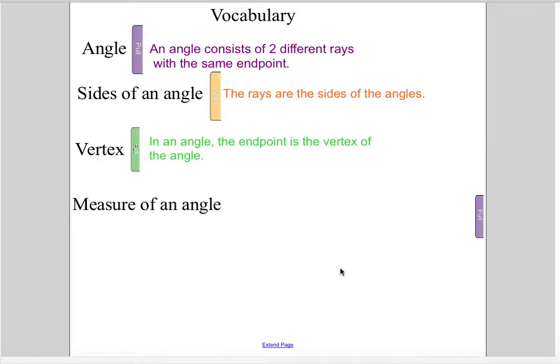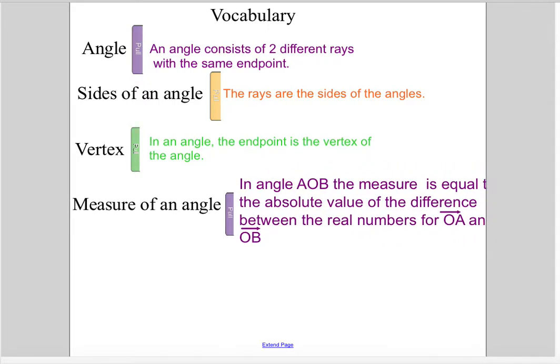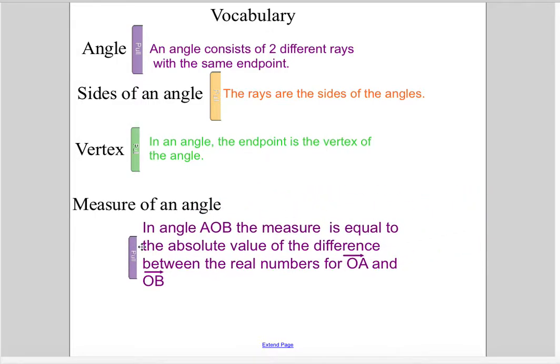Vertex. In an angle, the endpoint is the vertex of the angle. So the endpoints of these rays were their common endpoint. Measure of an angle. In angle AOB, the measure is equal to the absolute value of the difference between the real numbers for OA and OB.